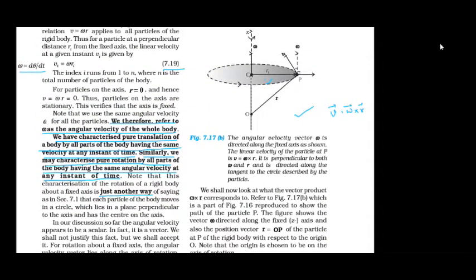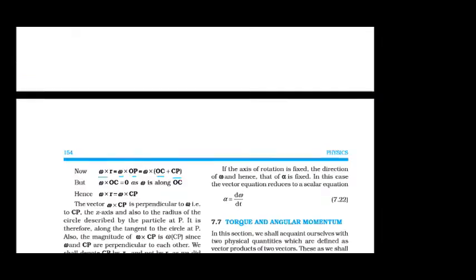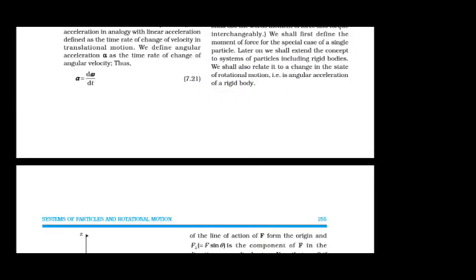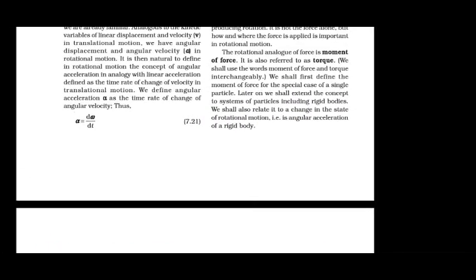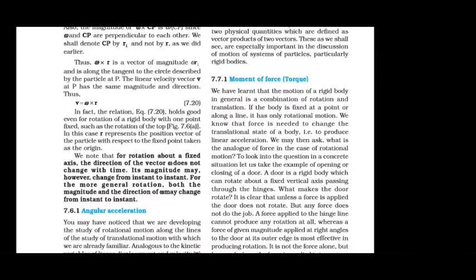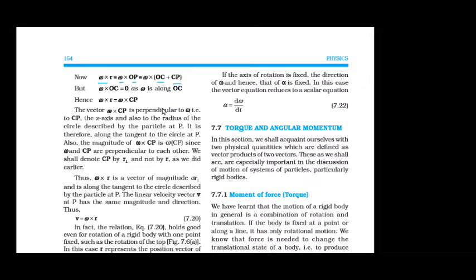Instead of OP, why have you written OP? Because OP is the radius, and OP we can write as OC plus CP. Then omega into OC is equal to 0, as omega is along OC. Therefore, omega cross r is equal to omega cross CP.